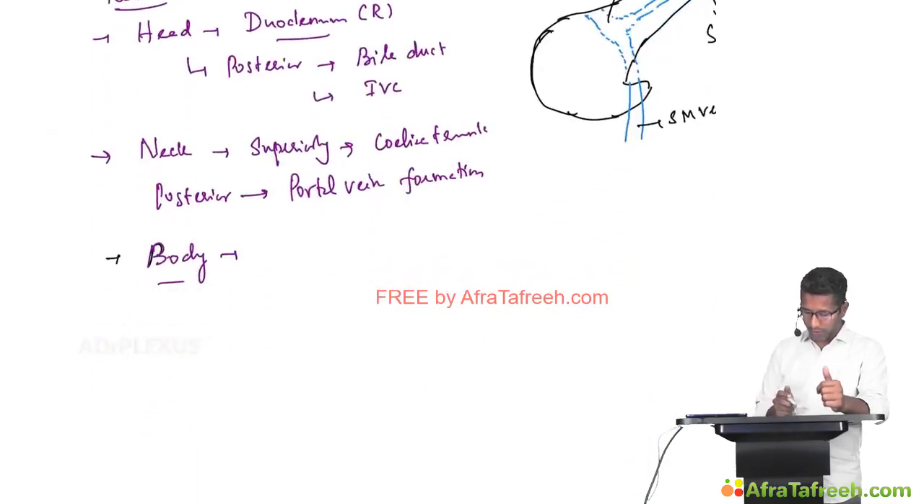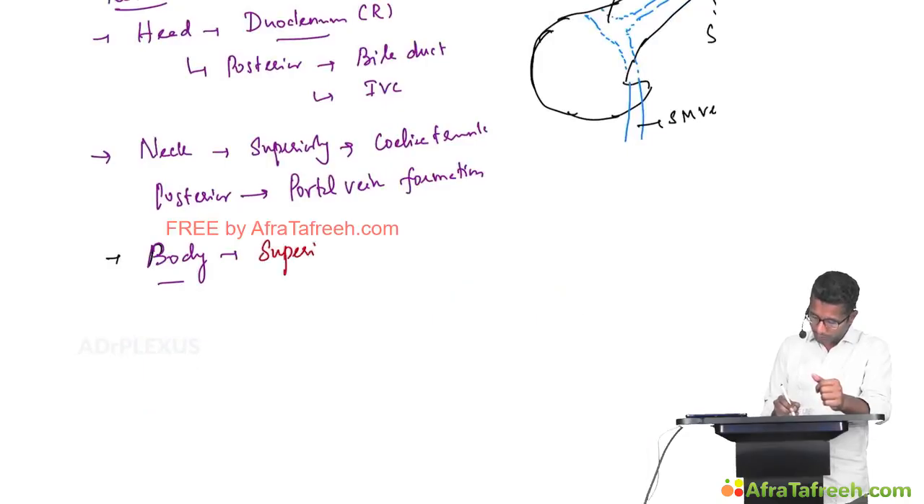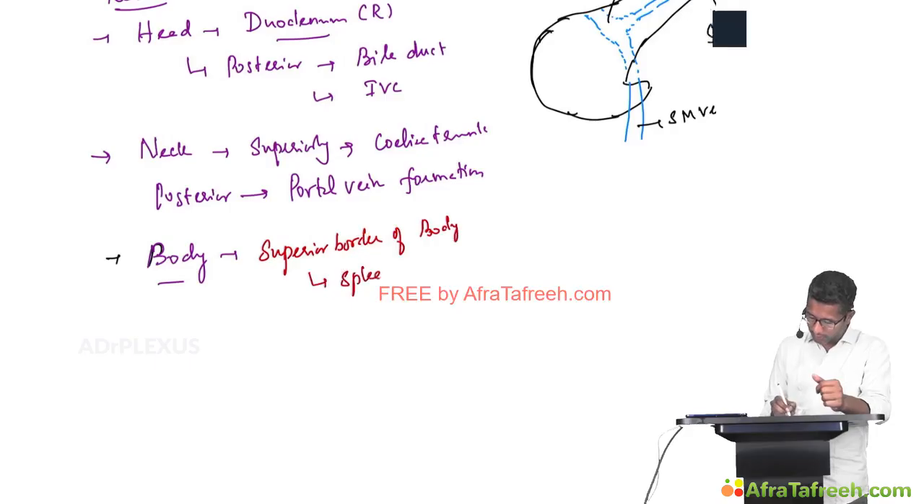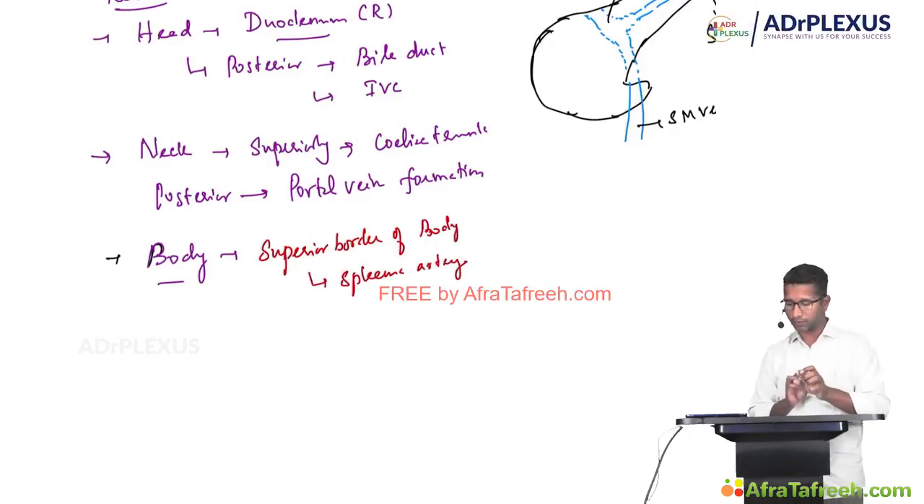What is the artery which is running on the superior border of the body of the pancreas? The artery which is running is the splenic artery.